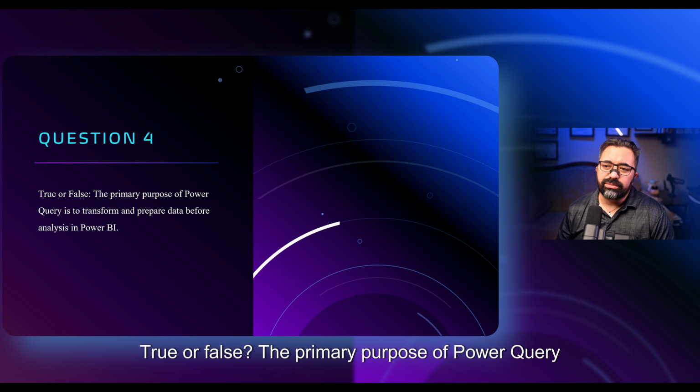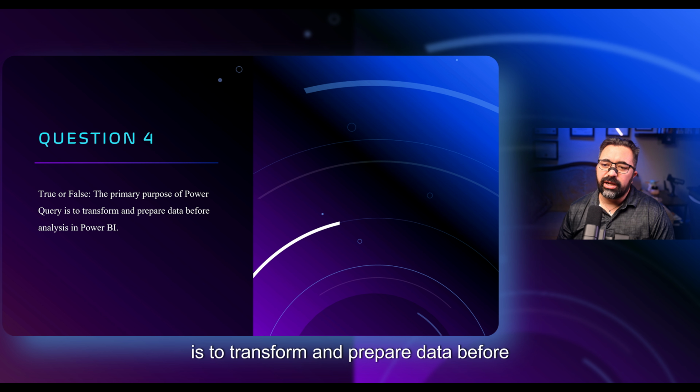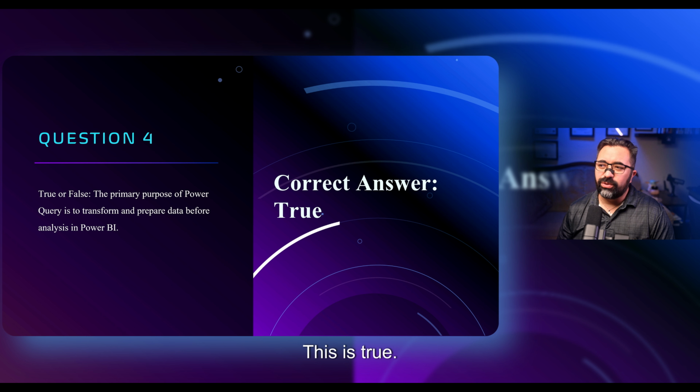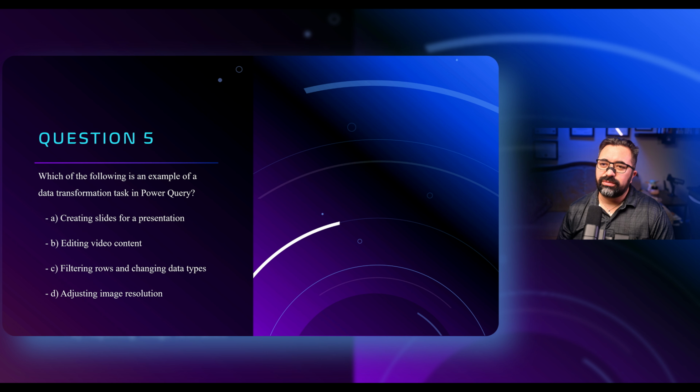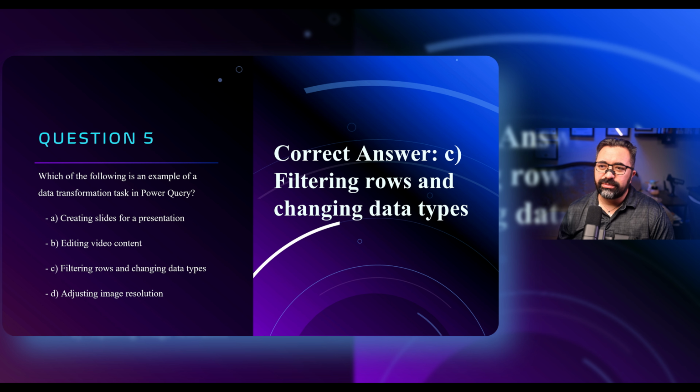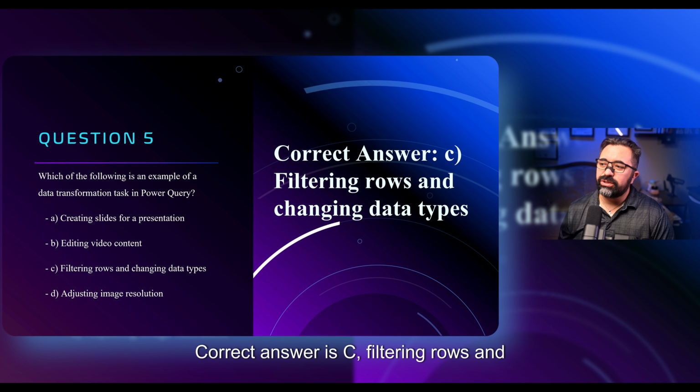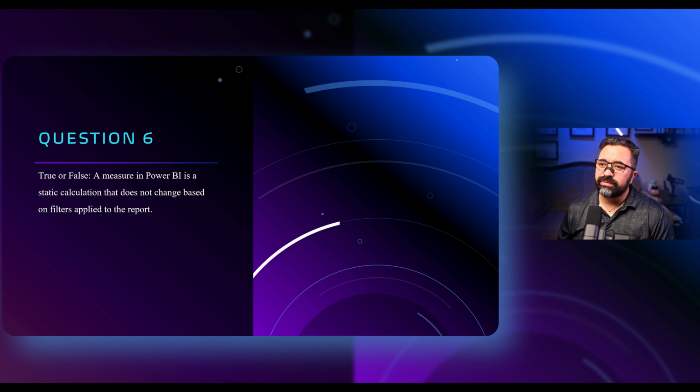All right, question 4, true or false? The primary purpose of Power Query is to transform and prepare data before analysis in Power BI. This is true. The correct answer is true. Question 5. Which of the following is an example of a data transformation task in Power Query? Is it A, creating slides for a presentation, B, editing video content, C, filtering rows and changing data types, D, adjusting image resolution? The correct answer is C, filtering rows and changing data types.